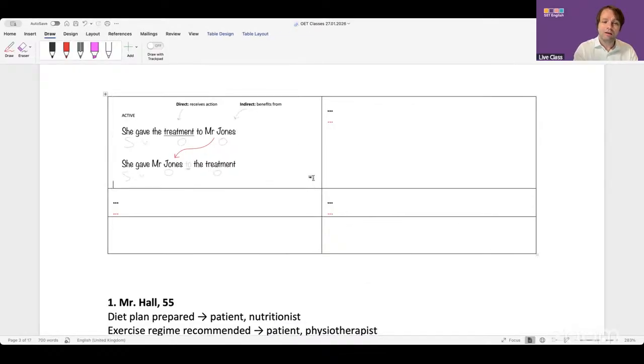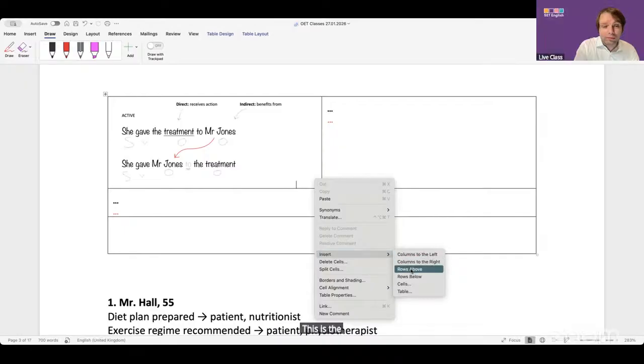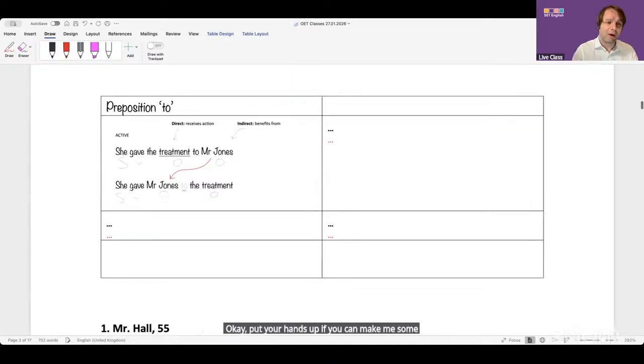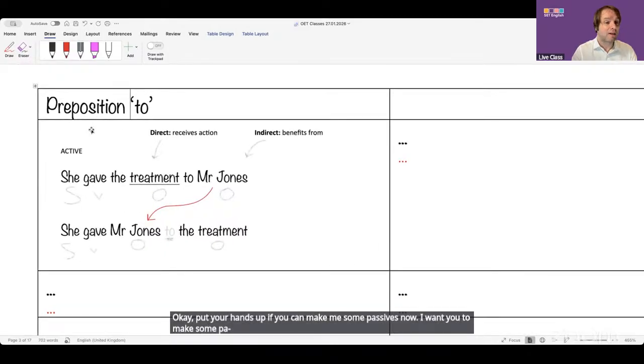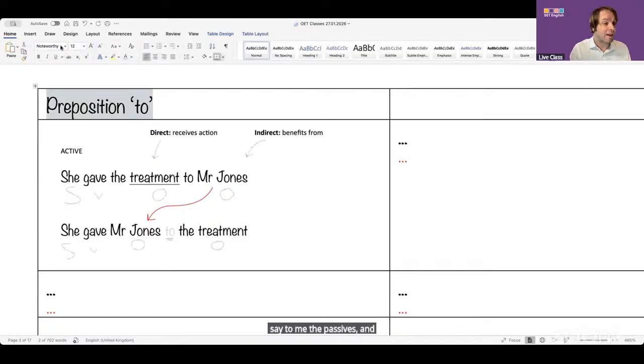Everyone see this here? Yes. This is the two. What I mean is we're only using the preposition to in this one. Okay. Put your hands up if you can make me some passives now. These are just active sentences. Put your hands up if you're willing to say the passives to me and I can write them down.